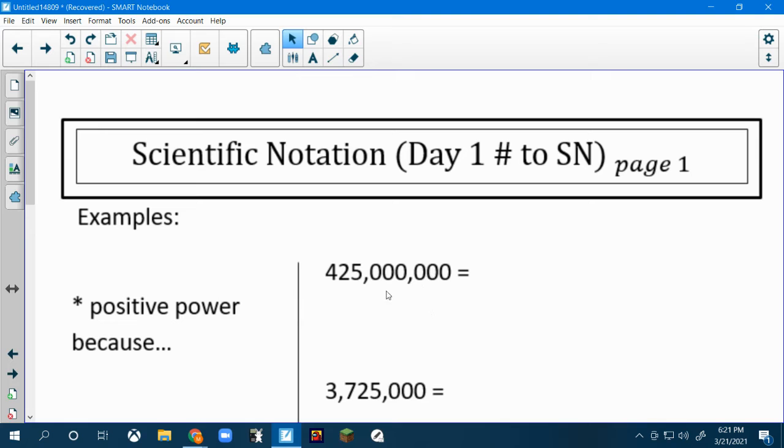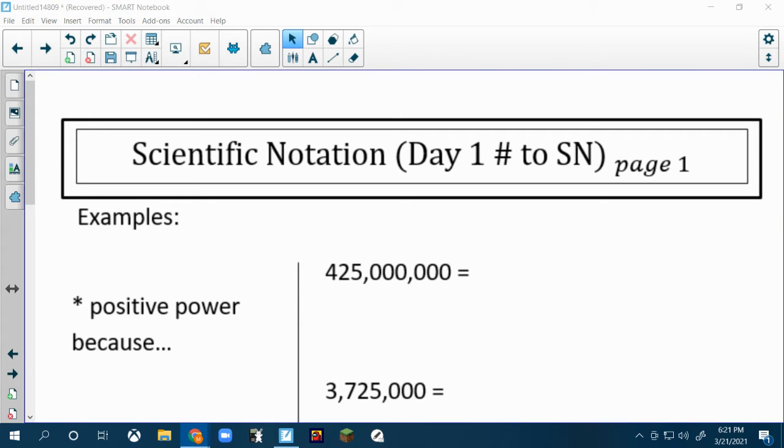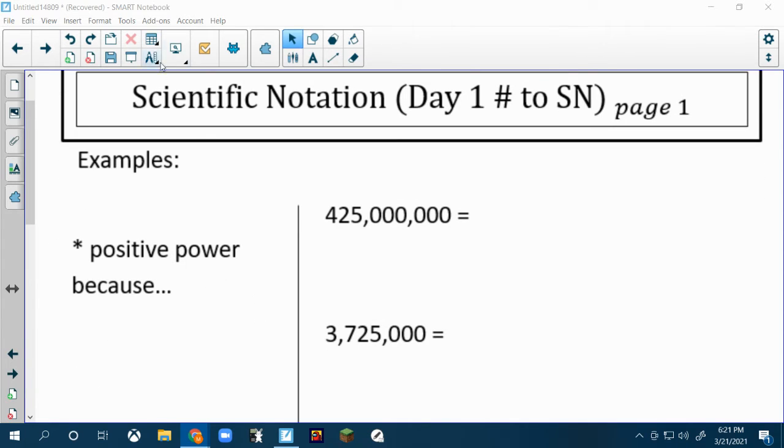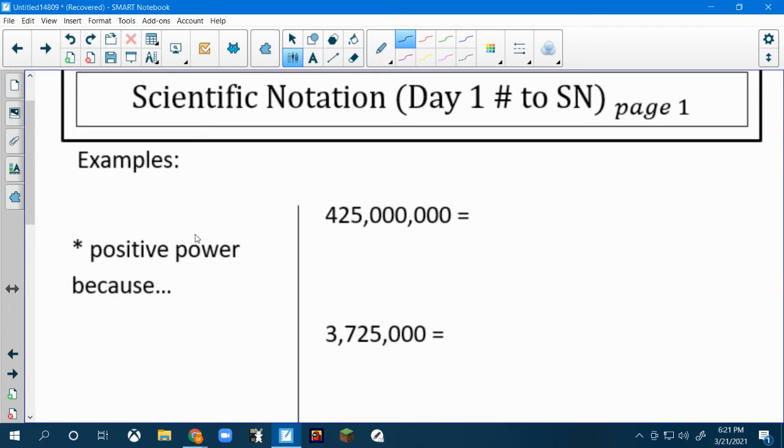Yes, 425 million isn't that big of a number when it comes down to it, but that's what we are going to do. We're going to transform a really big number into an equation. And we are always going to use a positive power when talking about scientific notation because they are numbers greater than 1. All of these will be numbers greater than 1.